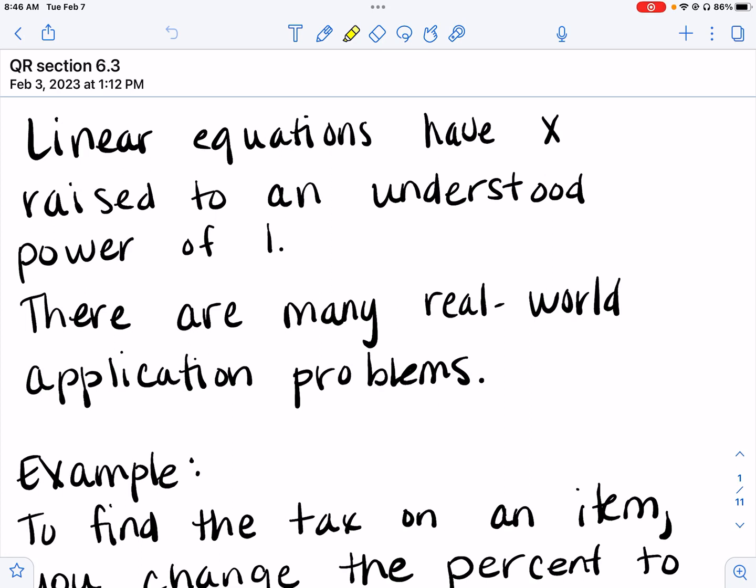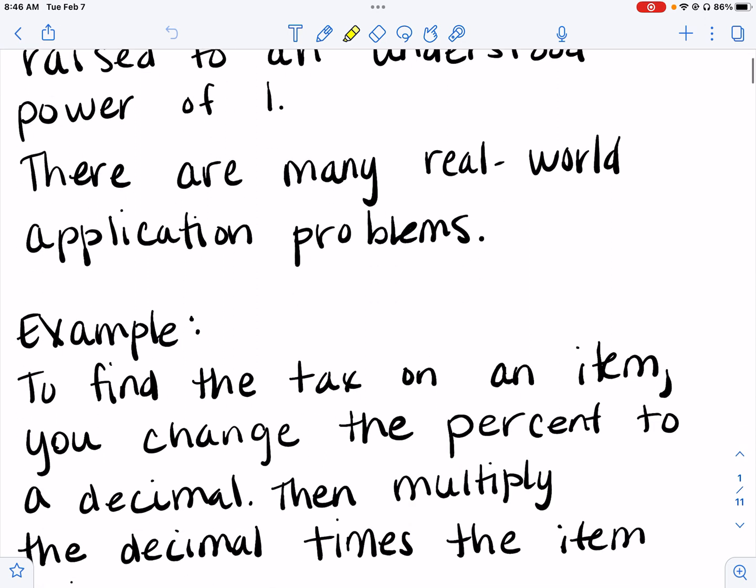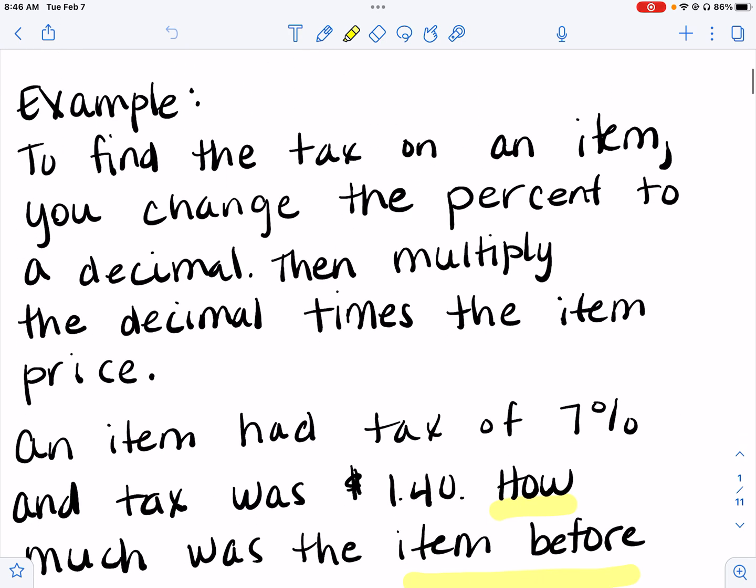Section 6.3, linear equations have x raised to an understood power of 1. There are many real-world application problems. Example, to find the tax on an item, you change the percent to a decimal, then multiply the decimal times the item price.